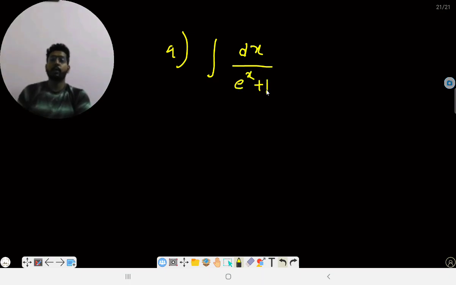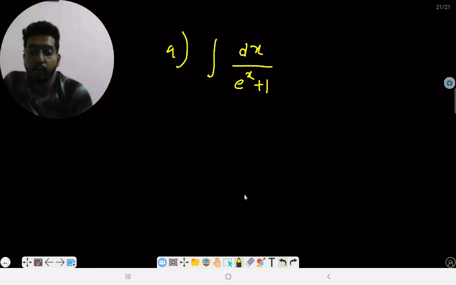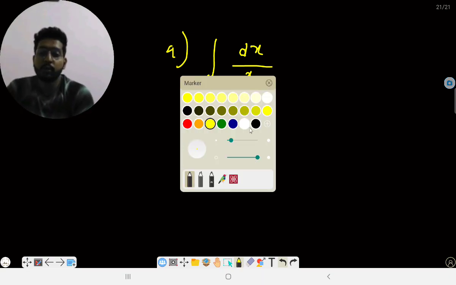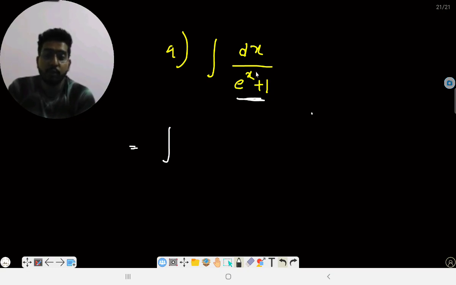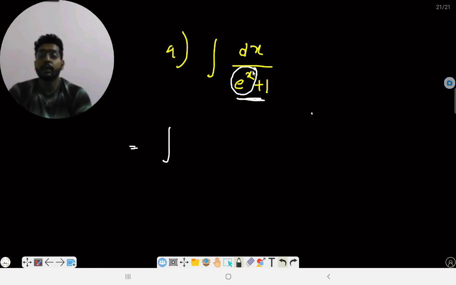Now this type of problem, how to solve this type of problem? Whenever this type of thing is given, dx by e to the power x plus 1, first of all, what we need to do is that we have to multiply both the numerator and denominator by the opposite one. That means e to the power x is given, right? So you have to multiply the numerator and denominator by e to the power minus x. If I multiply, what will happen?